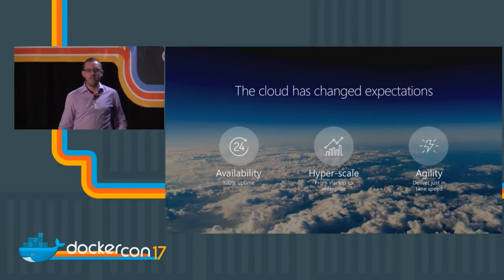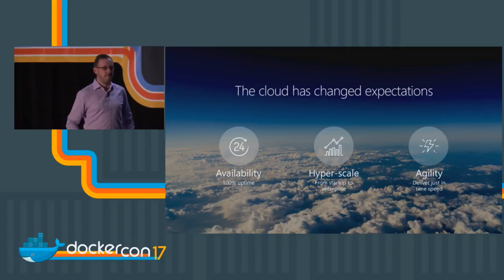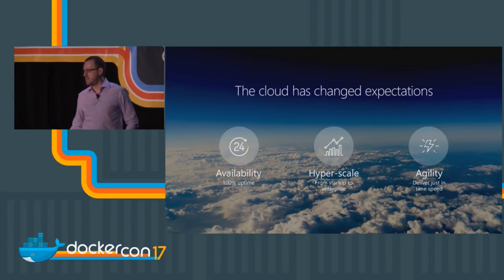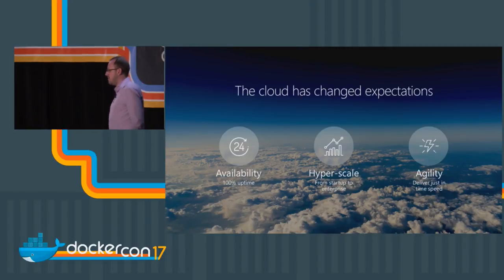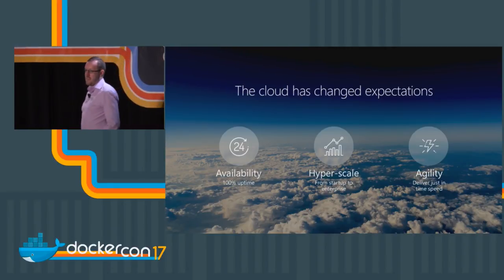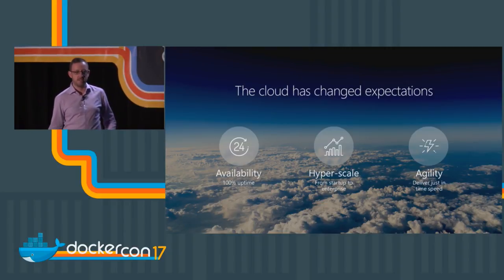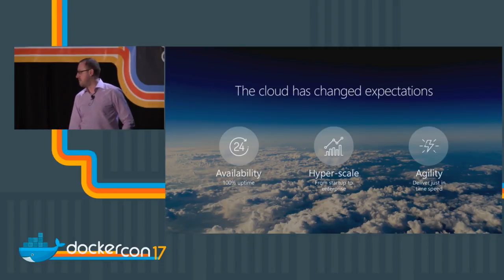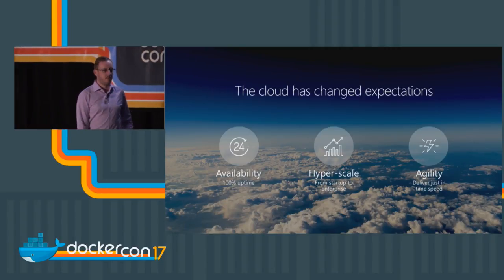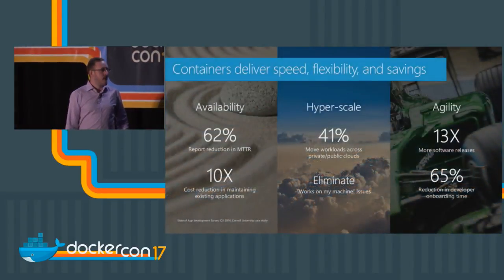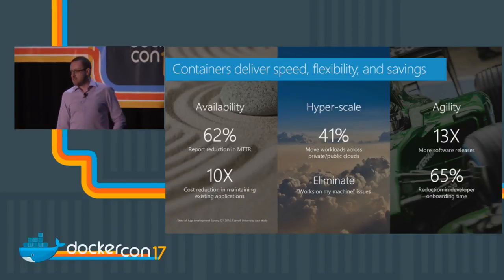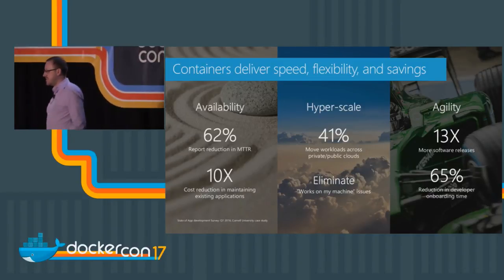We're expected to be able to move things between environments. If we get a better deal from another cloud vendor tomorrow, we're expected to be able to take advantage of that and move over to that other environment. We're expected to be able to move things between on-prem and the cloud, and back again. As rules and regulations change, this ability to move things around, live in a hybrid world, and have that agility is incredibly important. And what we found is that containers deliver on a lot of these goals for us.